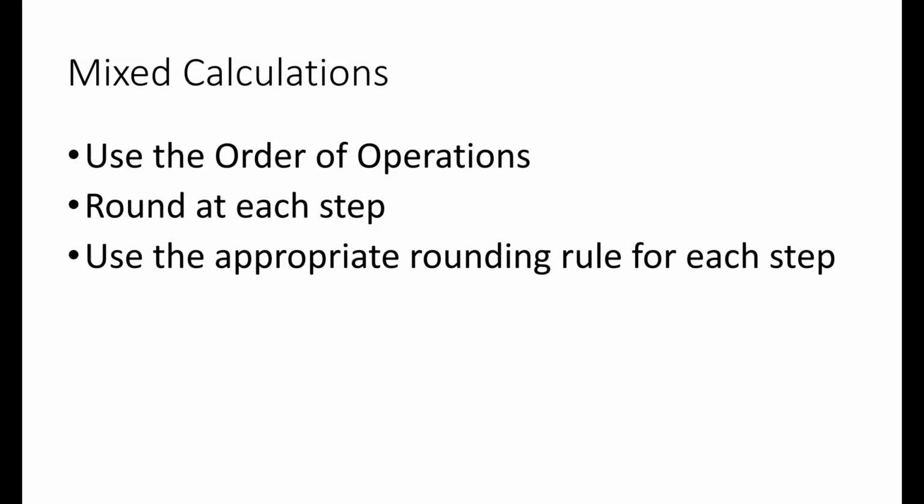Sometimes we have calculations that include addition and subtraction, multiplication and division, all combined in all sorts of different ways. When we have these types of mixed calculations, we need to make sure and use the order of operations. When you do this, you need to make sure and round at each step, and then use the appropriate rounding rule for each step.